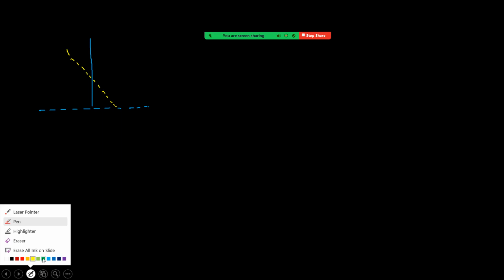After some time, suppose the rod is now like this. The rod makes an angle theta with the horizontal. This is now the center of mass. You can see the rod is neither in pure rotation nor in pure translation. It is a combination of both.